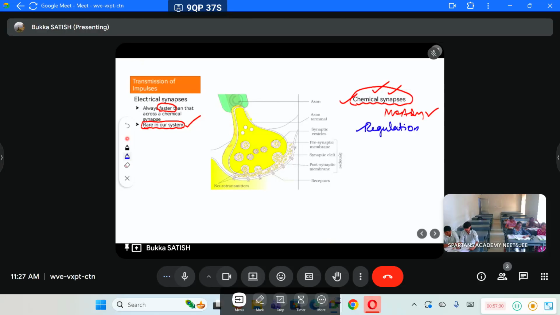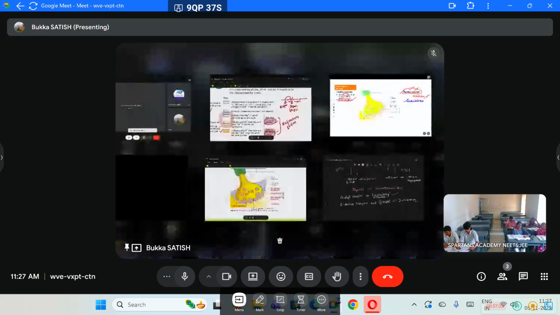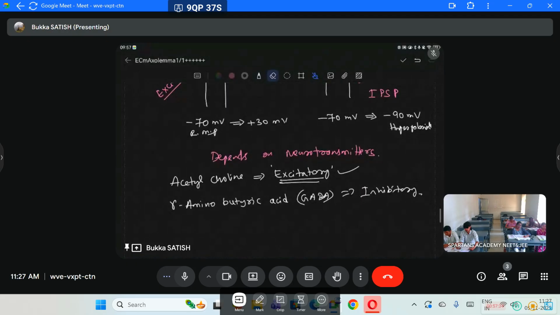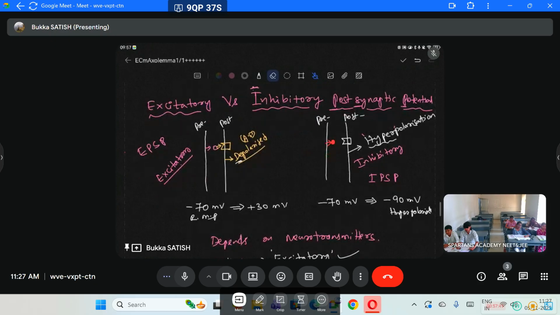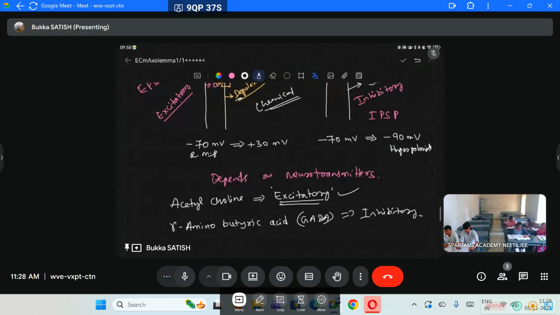There is no regulation. So that's what the discussion we had. Whether the next membrane has to be stimulated or inhibited can be possible only in the chemical synapse. This discussion is about the chemical synapse only. I need not tell it separately. You can see that depending on the neurotransmitter only, whether excitation or inhibition is taking place. In electrical synapse, it is not possible.